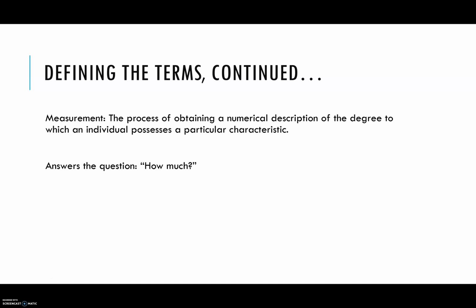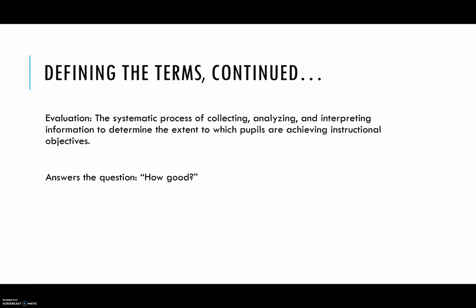The term measurement is the process of obtaining a numerical description of the degree to which an individual possesses a particular characteristic. The important word there is numerical, or number. Measurement answers the question, how much? The third term is the more all-inclusive term evaluation, sometimes known as assessment. It is the systematic process of collecting, analyzing, and interpreting the information to determine the extent to which pupils are achieving instructional objectives. This answers the question, how good?